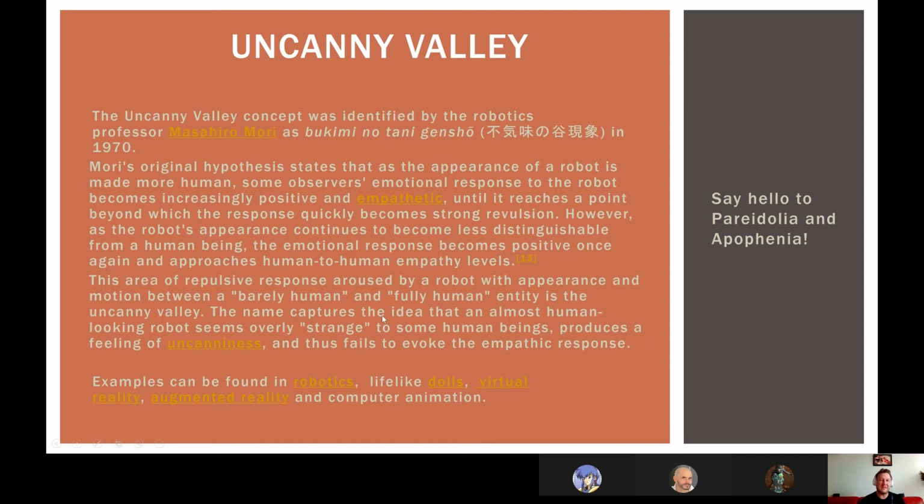Mori's original hypothesis states that as the appearance of a robot is made more human, some observers' emotional response to the robot becomes increasingly positive and empathetic until it reaches a point beyond which the response quickly becomes strong revulsion. However, as the robot's appearance continues to become less distinguishable from a human being, the emotional response becomes positive once again and approaches human-to-human empathy levels. This area of repulsive response aroused by a robot with appearance and motion between a partly human and a fully human.